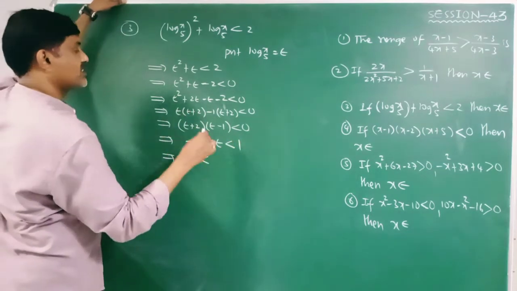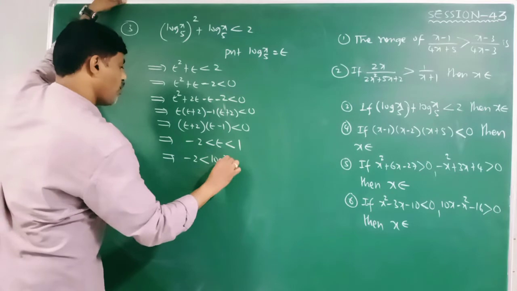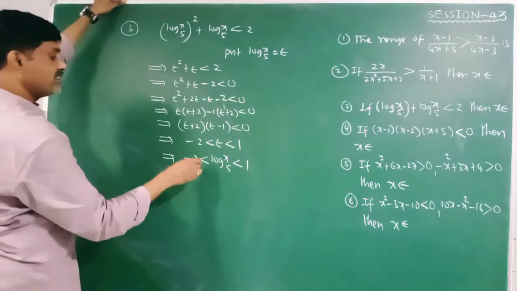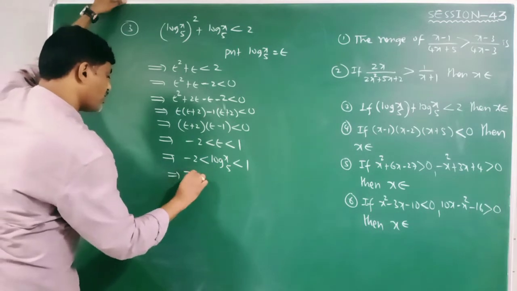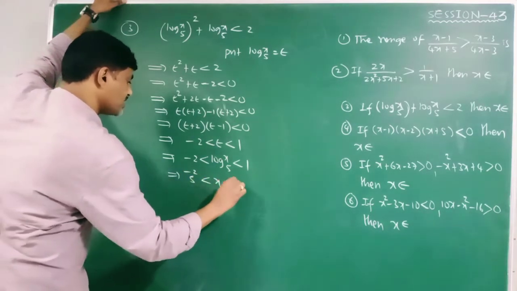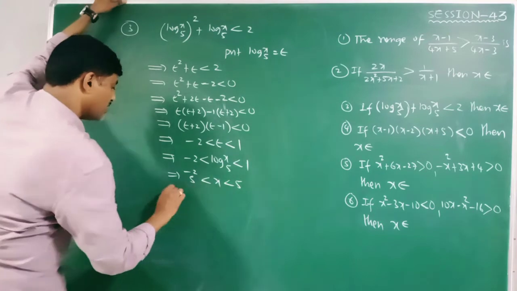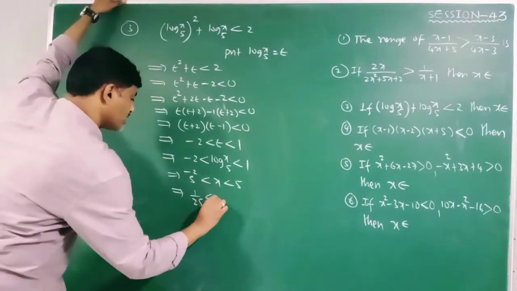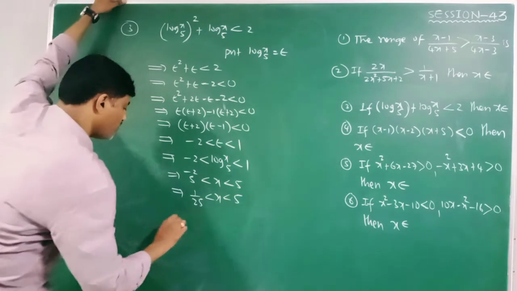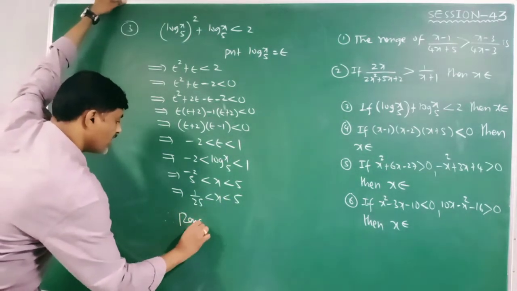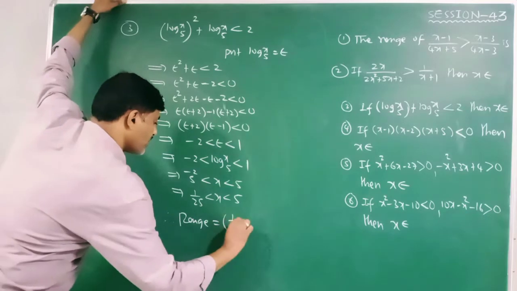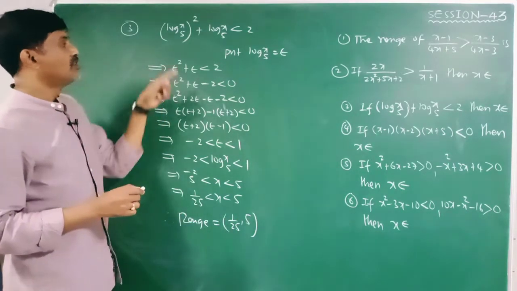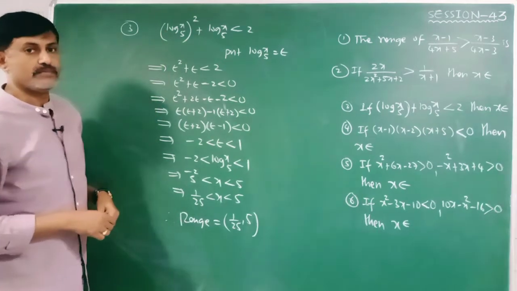What is t here? Minus 2 is less than t, which is nothing but log x base 5, which is less than 1. Now you have to eliminate this base. This is 5 power minus 2 less than x less than 5 power 1, which is 5. Therefore 5 power minus 2 will become 1 by 25, less than x less than 5. Therefore the range of this function is 1 by 25 comma 5. Now this is the solution of this inequation.